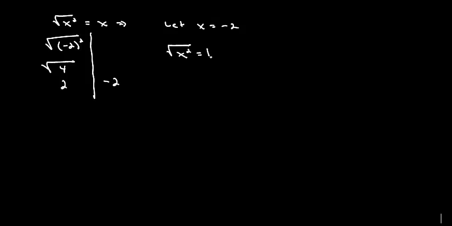So to remedy this situation, what we say is that the square root of x squared is equal to the absolute value of x. Now this is a true statement.